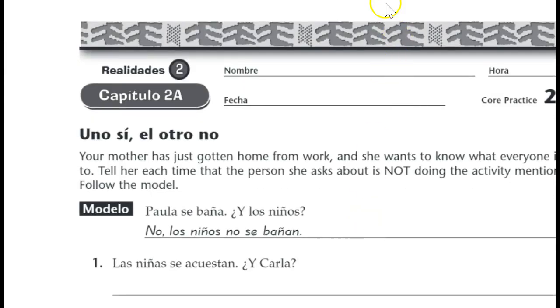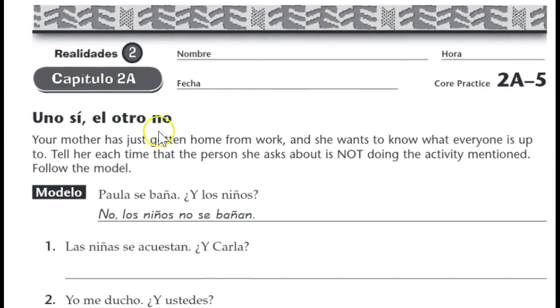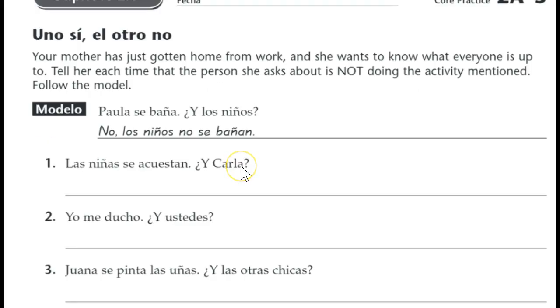Okay, 2A5. Uno sí, otro no. One yes, the other no. Mother has just gotten home from work. She wants to know what everyone is up to. Tell her each time that the person she asks about is not doing the activity mentioned, and then follow the model. Paola se baña. ¿Y los niños?